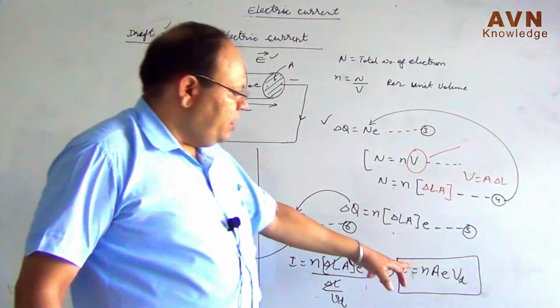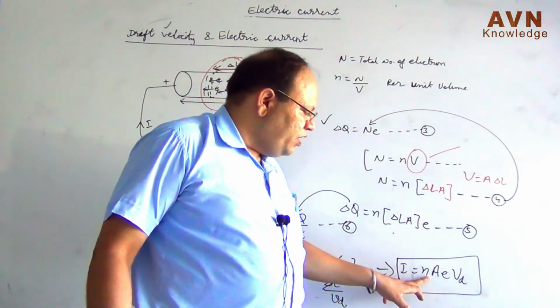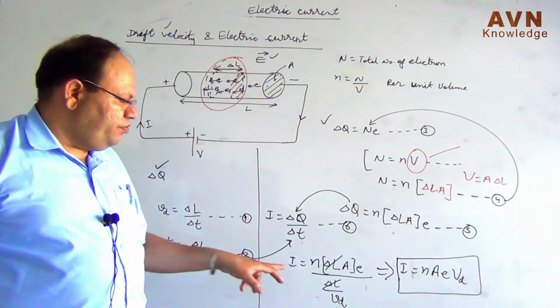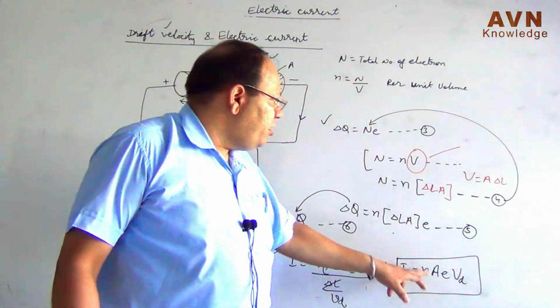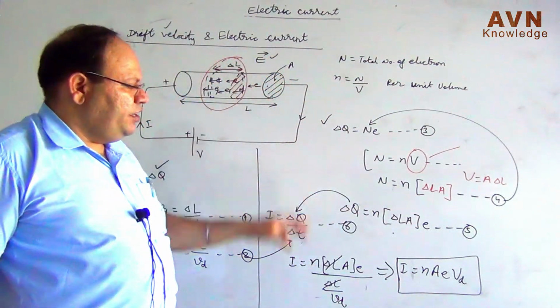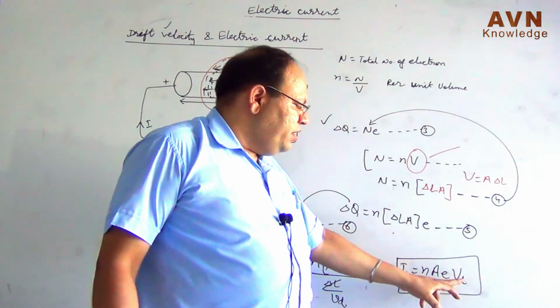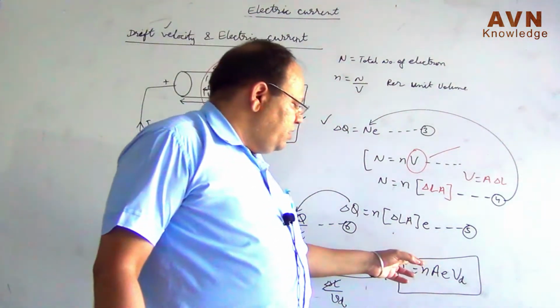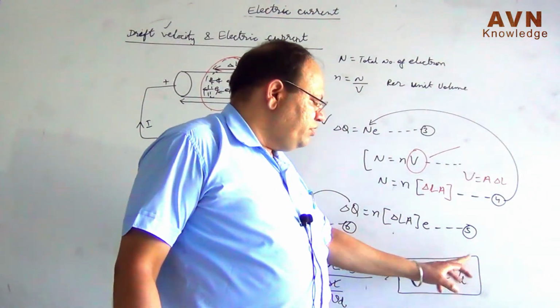Here, small n always, what is the small n? Small n is the number of electrons per unit volume. A is the cross section area of this metal. e is the charge of electron and Vd is the drift velocity. This is the relation between electric current and drift velocity.